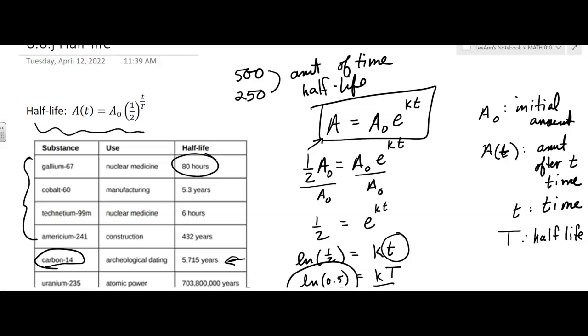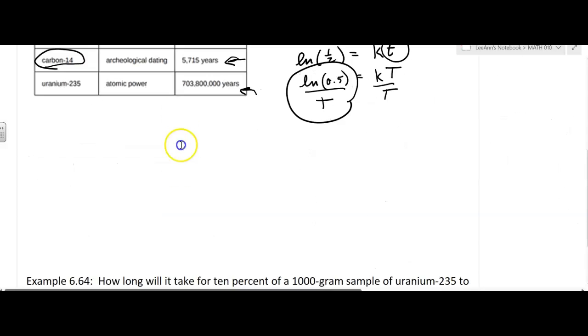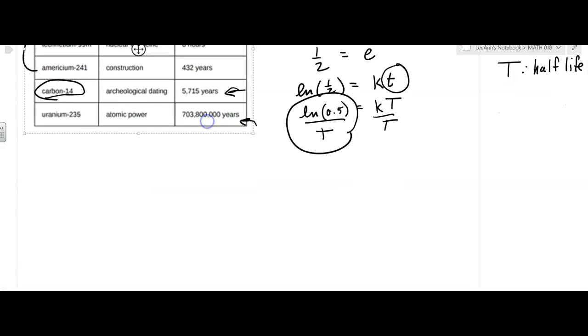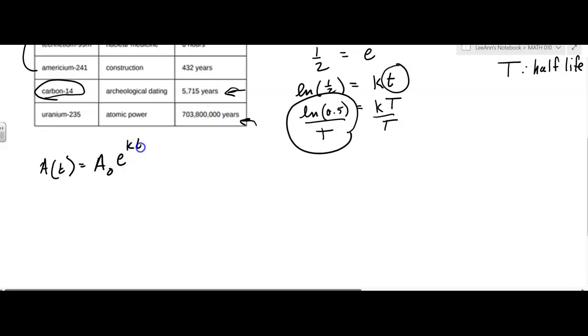I need a little more room. Okay, so I may have scrolled when you weren't looking. Go back to your formula: A of t equals A naught e to the kt. But now we have a value for k. So A of t equals the initial amount times e to the natural log of 0.5 over capital T, times little t.